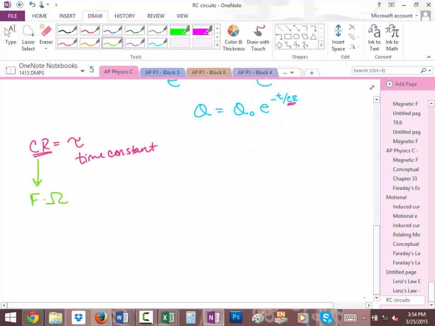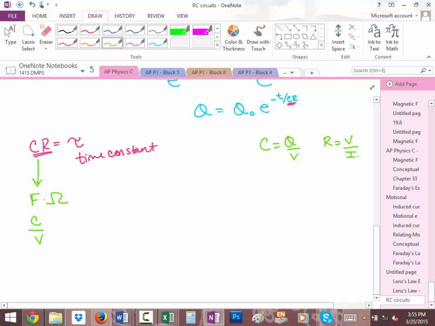What is a farad? A farad is a coulomb per volt. Are you okay with that statement? If you're not, go back to what capacitance is. Capacitance is Q over V, so a farad must be a coulomb per volt. What is an ohm? It's a volt per amp. And an amp is a coulomb per second.